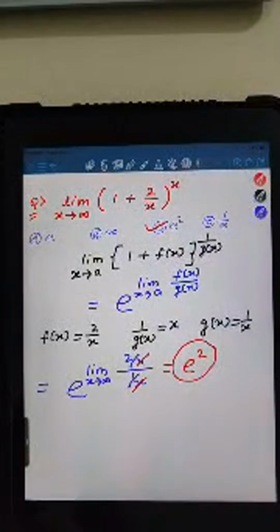So is this question fine? Does anyone have any doubt in this particular problem? Let me know in the comment.